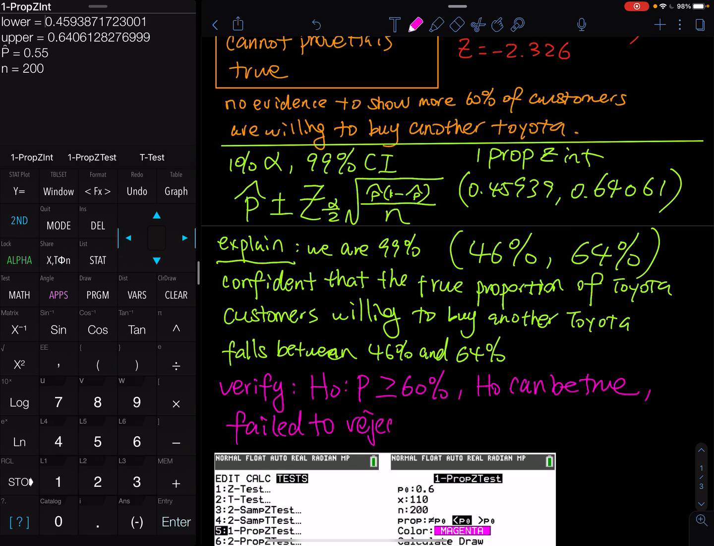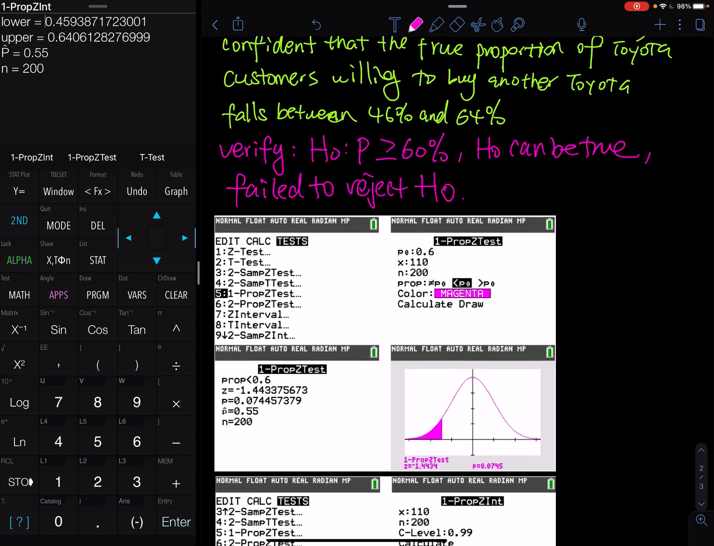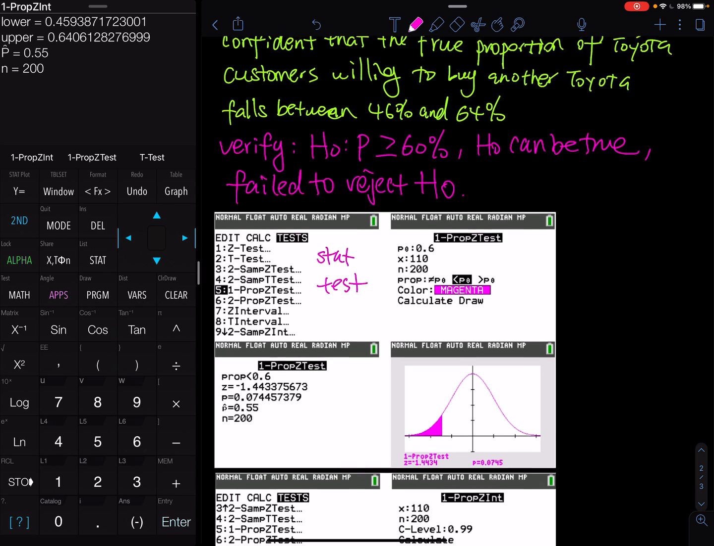All right, that's all in the problem. Let's take a look at the screenshot. So in the screenshot, we have a stat test, right? So you go to stat, and then you go to test. You select the 1 proportion z test. This is what you're supposed to see.